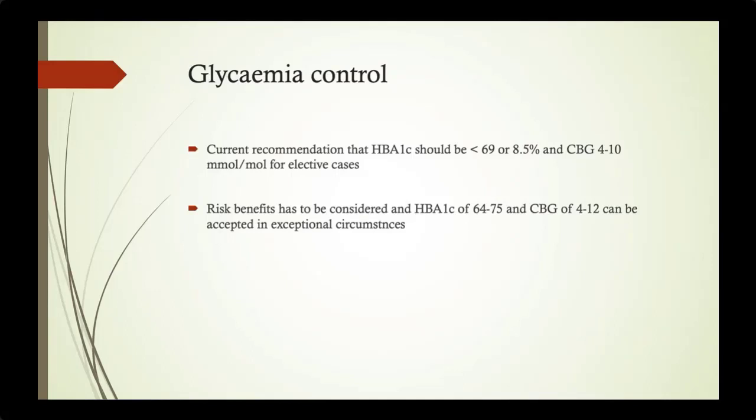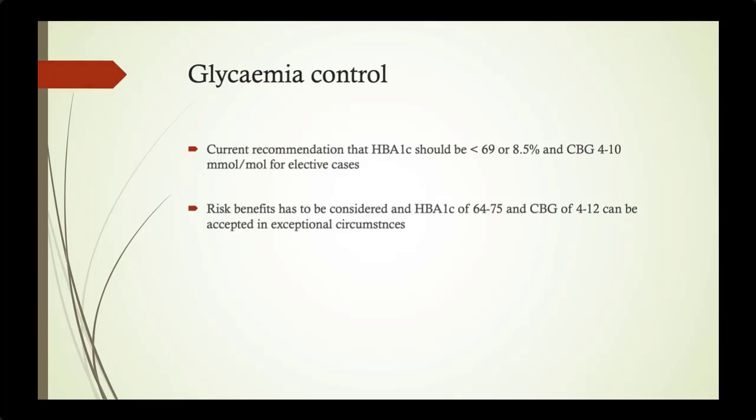The HbA1c has to be 69 or 8.5% or less. The capillary blood sugar, I think the figure is wrong. It should be between 6 and 10. But we have to be reasonable here. This has come from recommendations, not from me actually. The recommendations I'm laying in front of you today are a combination of the Association of Anaesthetists of Great Britain and Ireland and the NICE guidelines, the National Institute for Clinical Excellence. And they recognize there are certain patients you cannot really bring down to 69.